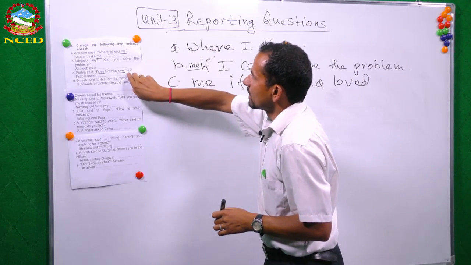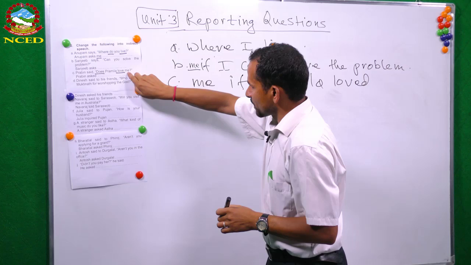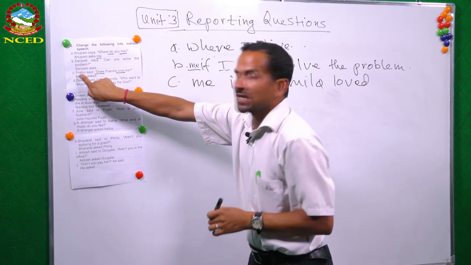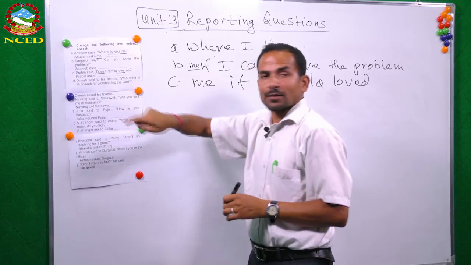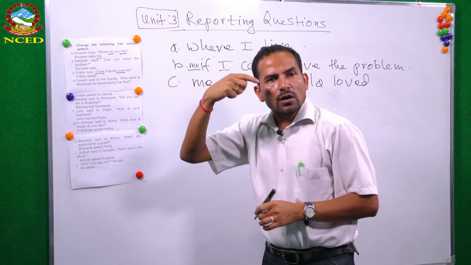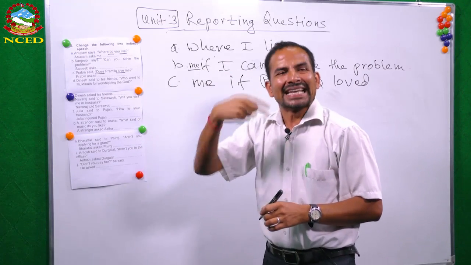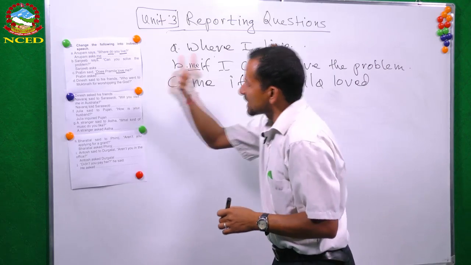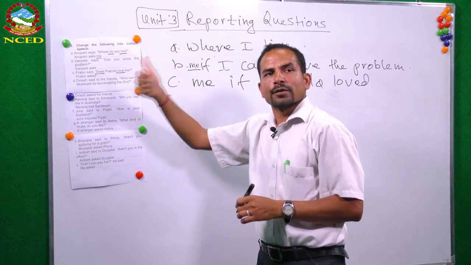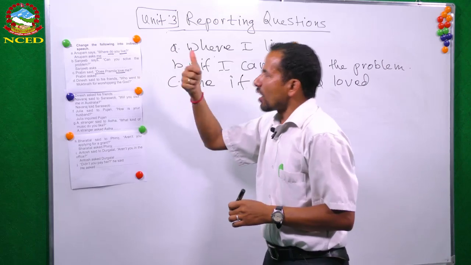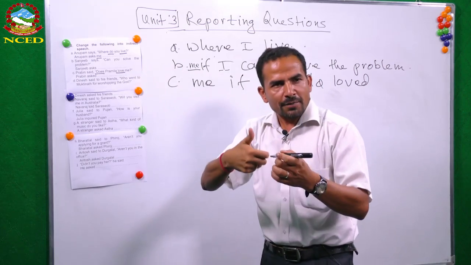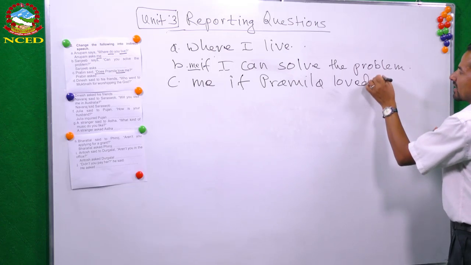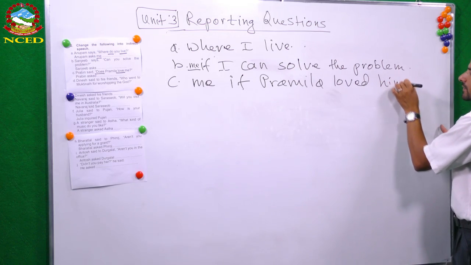Me is the first person pronoun, and the first person pronoun is changed according to the subject of the reporting clause. So what is the subject? Probin. The subject form pronoun of Probin is he. And the object form, because me is there, we need to write in object form. The object form of the pronoun he is him. If Pramila loved him, right?